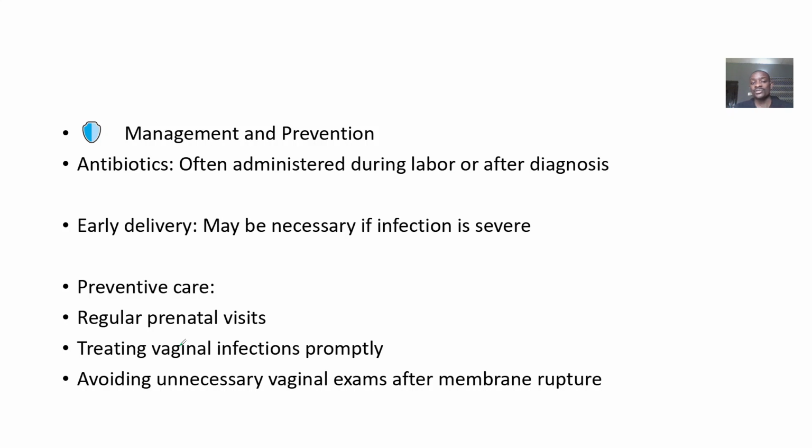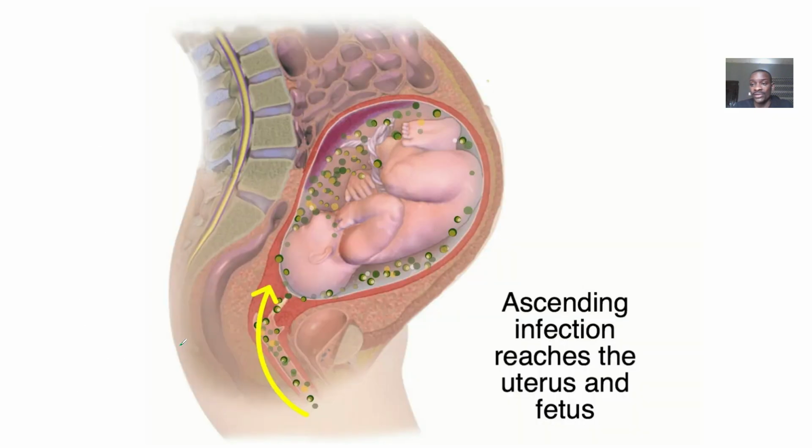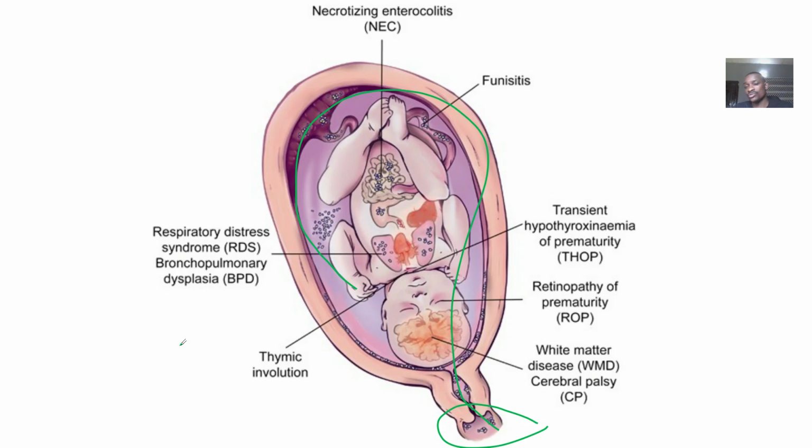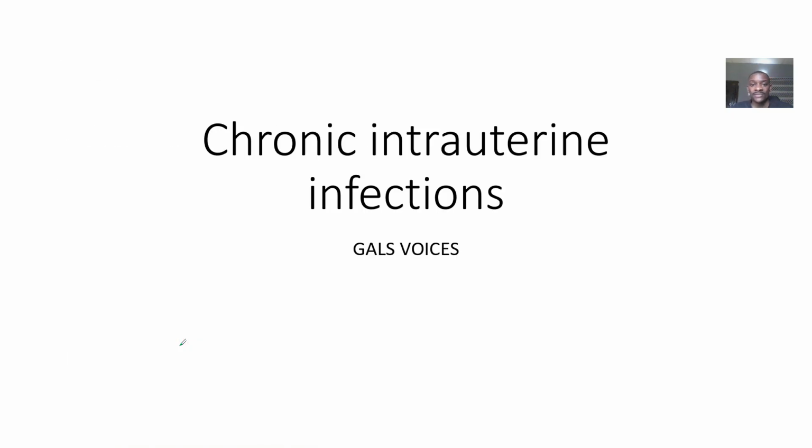Management and prevention: most of these infections are caused by bacteria, so you want to give antibiotics to basically stop them. Early delivery, preventive care like regular prenatal visits. Treating vaginal infections as soon as possible. Avoiding any unnecessary vaginal examination, because this could actually lead to putting infections right there in that delicate place. So that's it for chronic intrauterine infections.